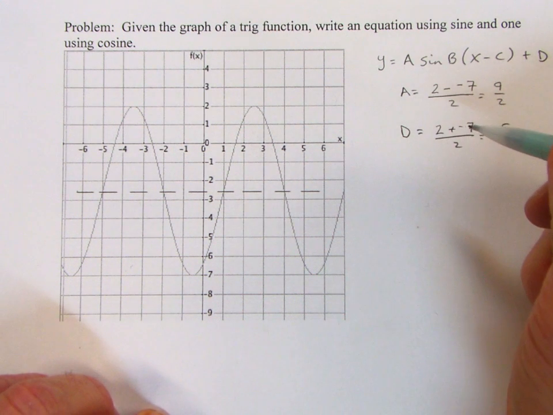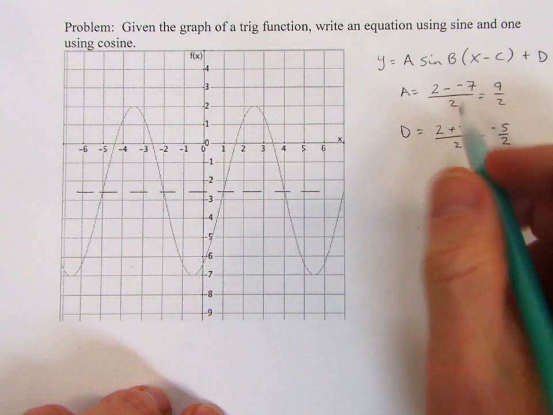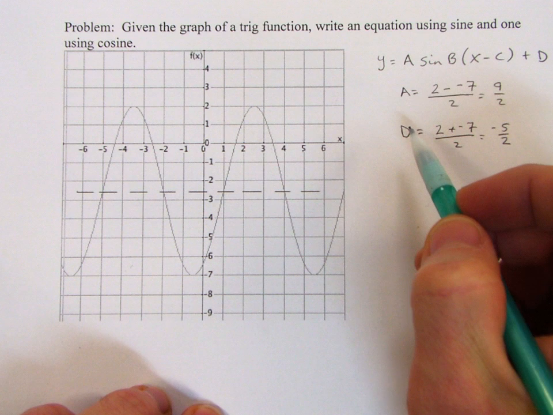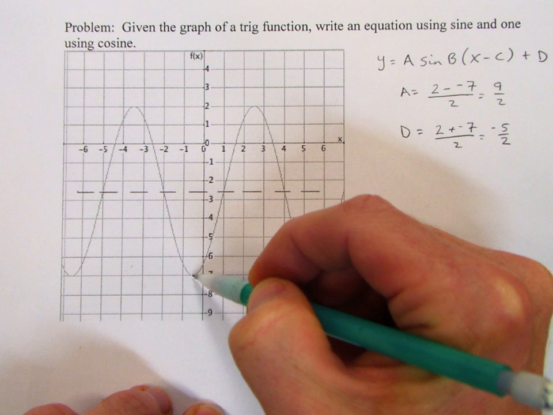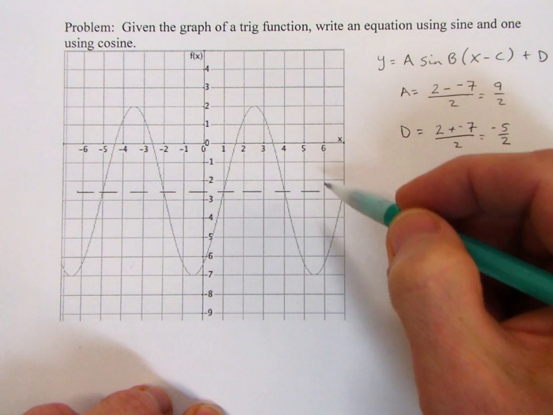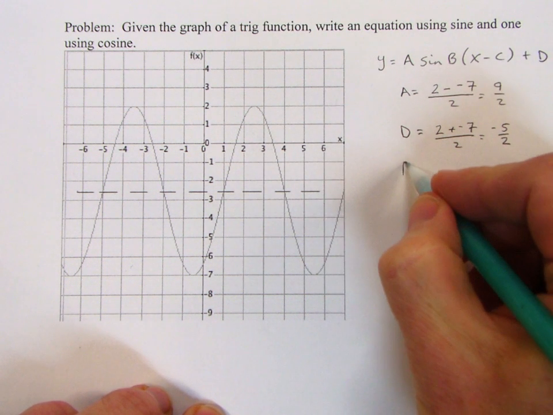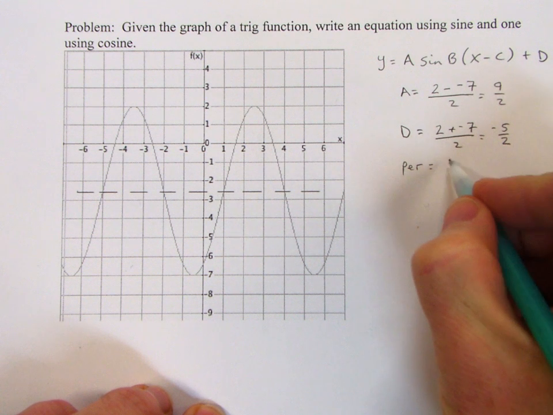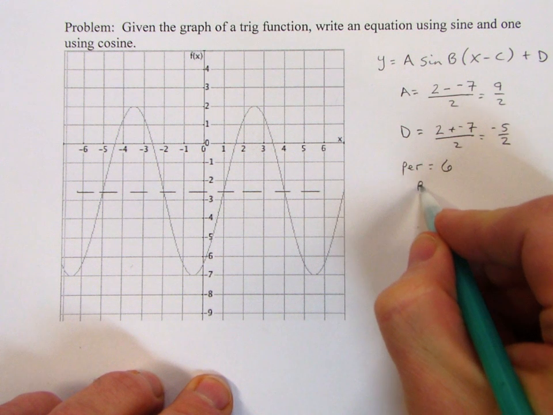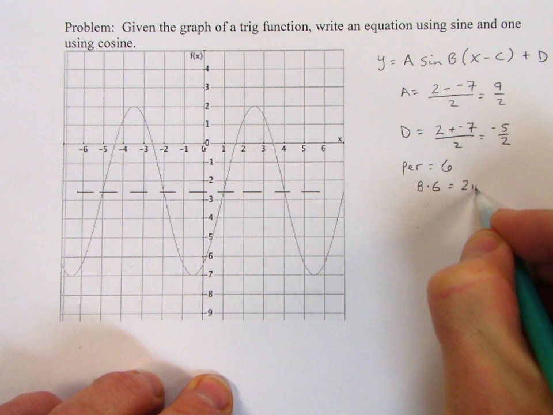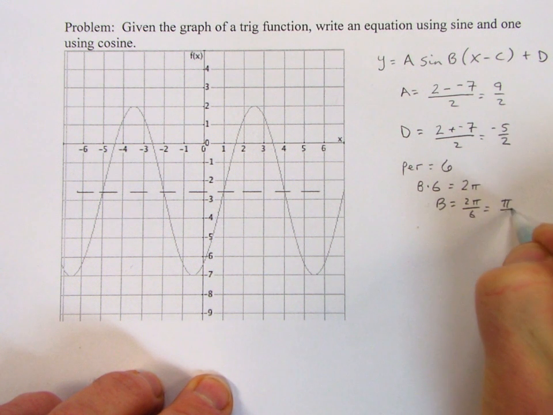So for sine, we want it to start at the midline, and for cosine, we want it to start at a high or a low value. In order to find b, we need to determine what's the period. Well, this looks like it's at -1/2, and this one is at 5.5. So the period would be 5.5 minus -1/2, or 6. We know that b periods in 2 pi, so b will be 2 pi over 6, or pi over 3.